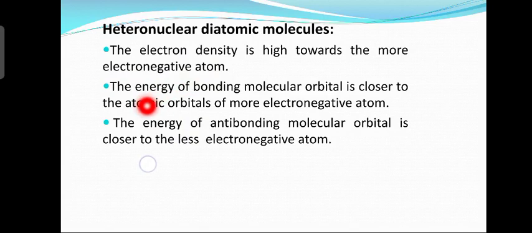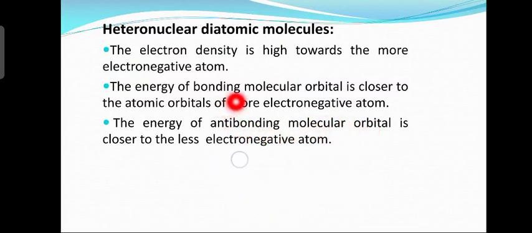Second point, the energy of the bonding molecular orbital is closer to the atomic orbitals of the more electronegative atom. Therefore, since electron density is high towards the more electronegative atom, the energy of the bonding molecular orbital is also closer toward the more electronegative atom. Third point, the energy of the antibonding molecular orbital is closer to the less electronegative atom.